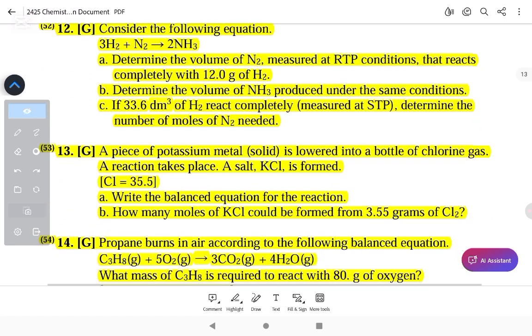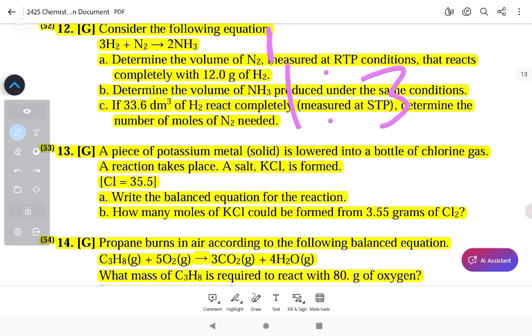Consider the following equation: 3H2 plus N2 gives 2NH3. Is it balanced? Yes, it is balanced. Determine the volume of N2 measured at RTP conditions that reacts completely with 12 gram of H2. N2 and H2 is a ratio of 1 to 3, my bad, sorry, not 1 to 2.